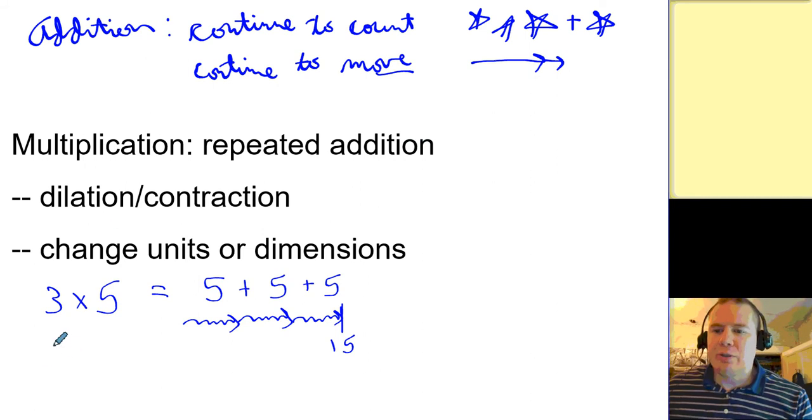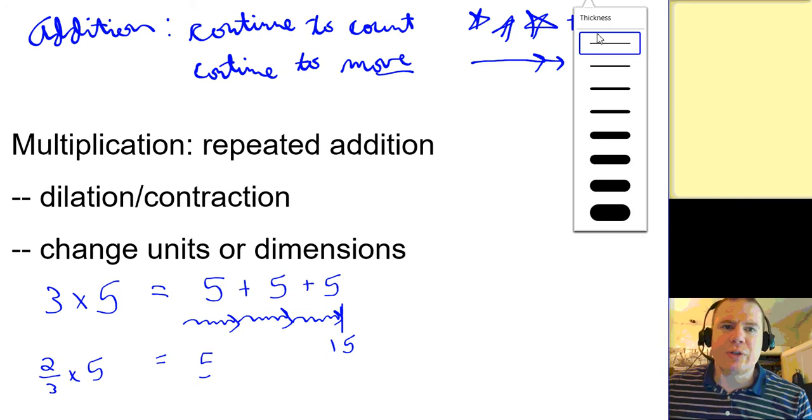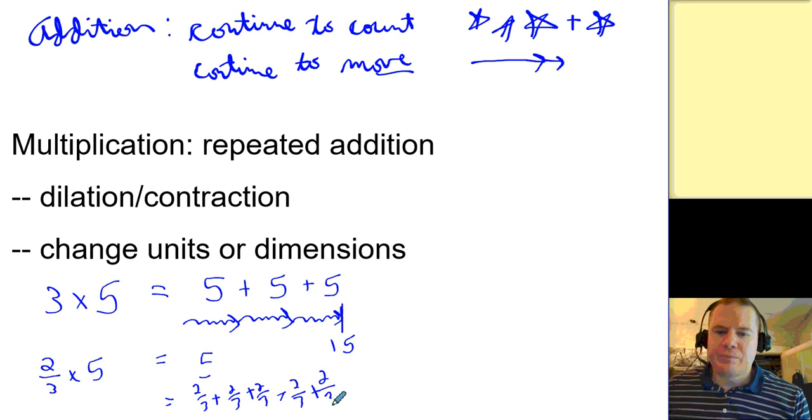But that's hard to deal with when I say something like 2/3 times 5. How do I add 5 2/3 of the time? Do I mean something like take my 5 and get rid of this third? That doesn't really work. That's not quite a number. Do I have to switch that around to 5 2/3? It seems a bit like cheating.